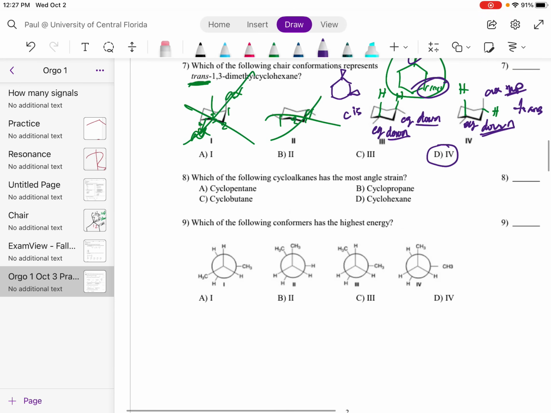Which of the following cycloalkanes has the most angle strain? We just look at the shapes there. The ideal bond angle for an sp3 hybridized carbon is 109.5 degrees. So the one that has the bond angle that's the farthest away from 109.5 is going to have the most angle strain. So that would be the cyclopropane.